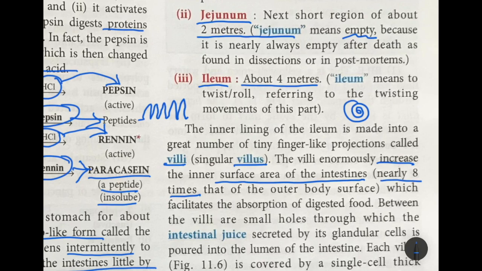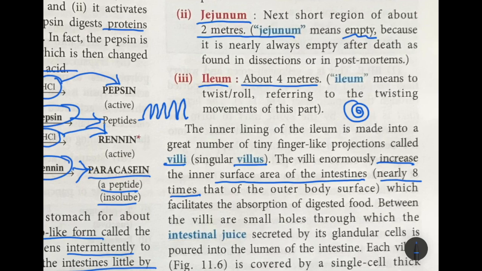So supposing, for example, let us take that the ileum is 4 meters long. Now if the 4 meters have the villi, it will be 8 times. That is 4 into 8 is equal to 32 meters. So that is how it increases the surface area. Of course, why is it increasing? So that there is lots of absorption of the digested food.